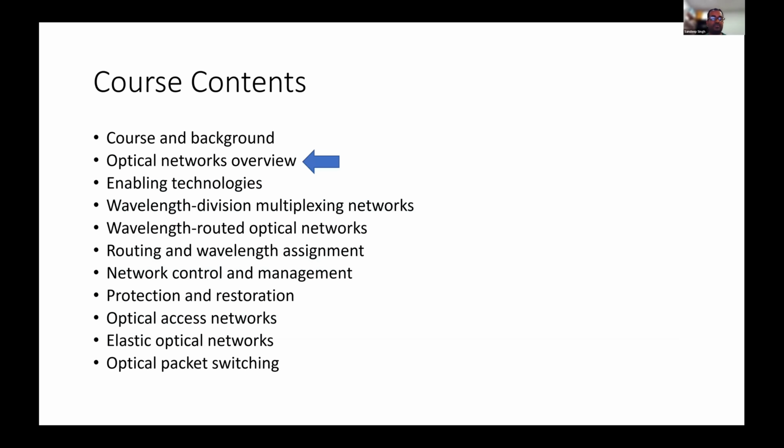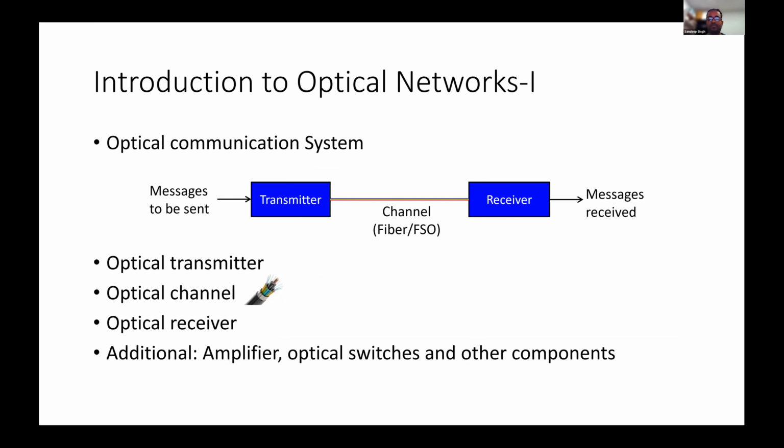In today's lecture, we will talk about the overview of optical networks. Let's look at the introduction of optical networks. An optical network is a communication system that uses light signals to carry information between two or more points. The points could be two computers in a room, or two data centers, or even two or more countries.